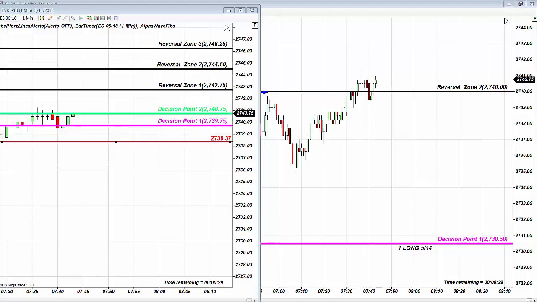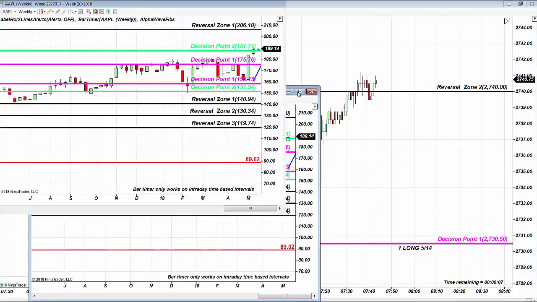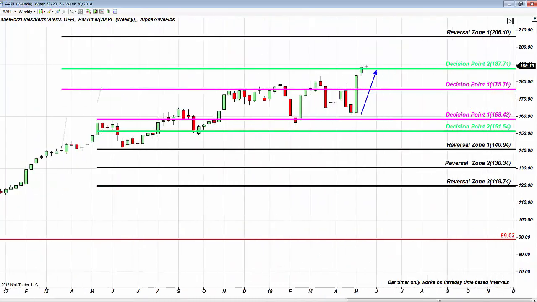And that's the market this morning. And those are proprietary Fibonacci levels, proprietary Fibonacci strategies in front of you every day. You decide what you want to trade. This is Apple this morning. Where is Apple now? Decision point 2. This is your investment decisions.